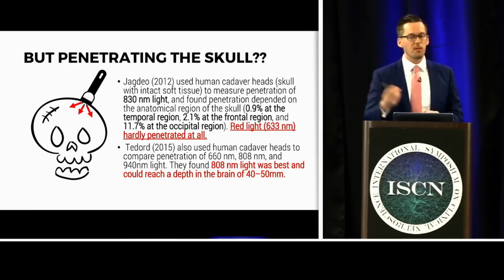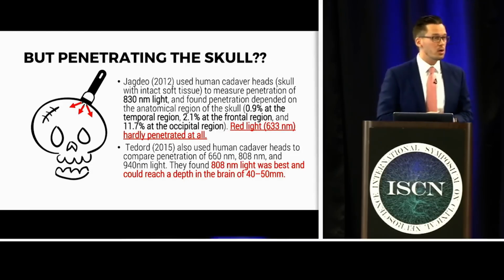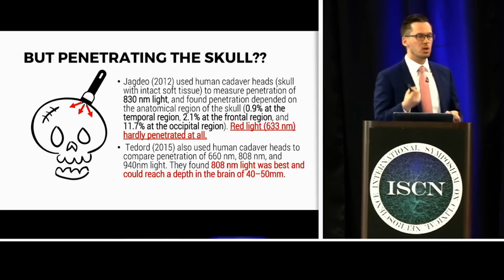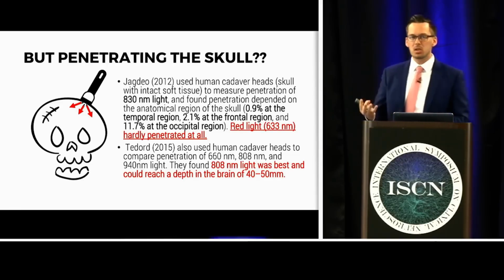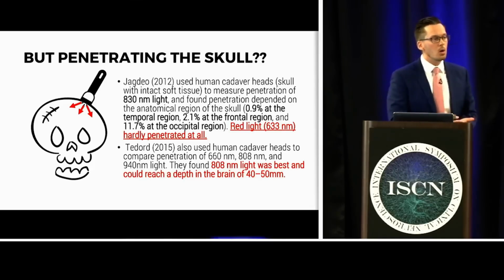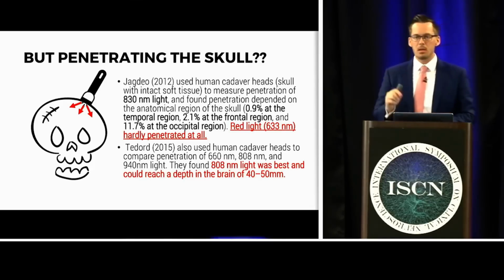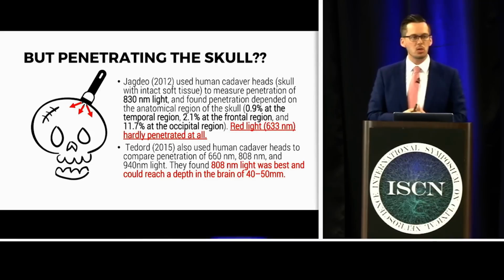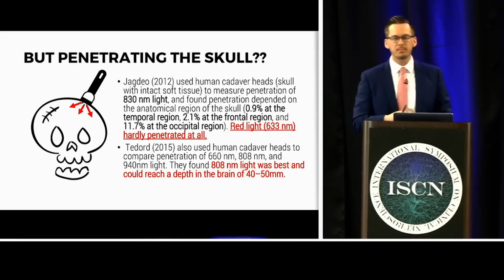It said specifically in this report that 633 nanometer wavelength had hardly any penetration through the skull at all. Does that mean that 633 or that spectrum doesn't work for photobiomodulation? No, it doesn't mean that. It just means that maybe your intended target is different than the actual target being treated, and we'll talk about that in just a moment.